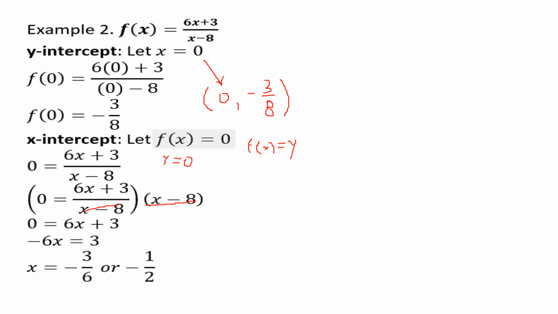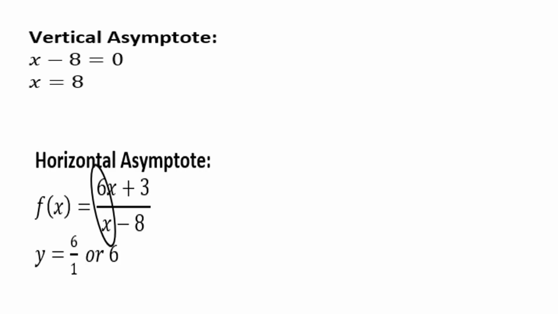Simplifying, we have negative 6x equals 3. Since we have still here negative 6 beside our variable x, we will be dividing both sides of the equation by negative 6. So we have now x equals negative 3 over 6 or negative 1 half. So our x-intercept is negative 1 half and the y is 0. Okay, so for the vertical asymptote, letting the denominator equal to 0, so x minus 8 equals 0, so for x, that is x equals 8.